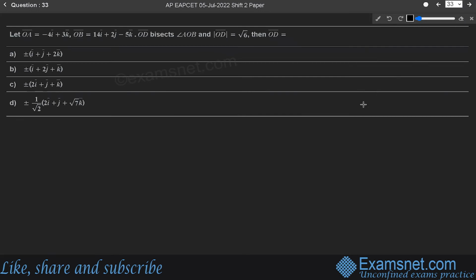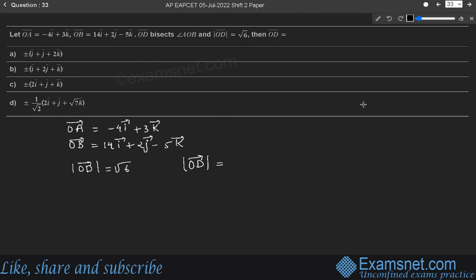Next question is also from vectors. Let OA vector be equal to minus 4i vector plus 3k vector. OB vector is equal to 14i vector plus 2j vector minus 5k vector. It is given that OD vector bisects angle AOB and modulus of OD vector is equal to under root of 6. And we know that modulus of OD vector will be equal to under root of x square plus y square plus z square. We have to calculate OD vector.